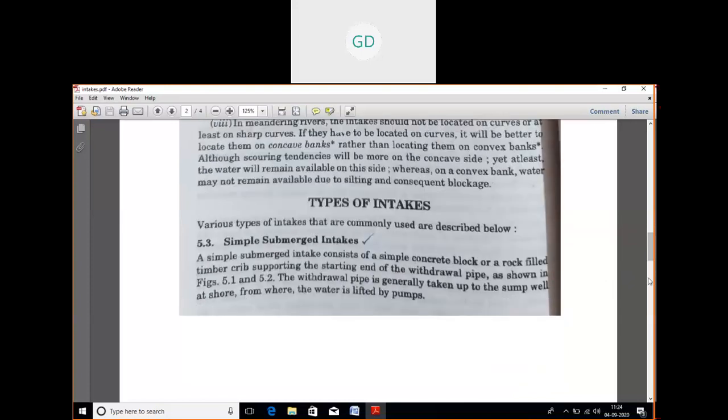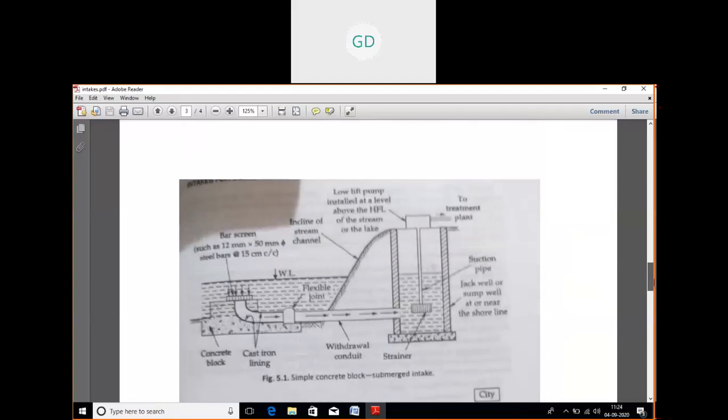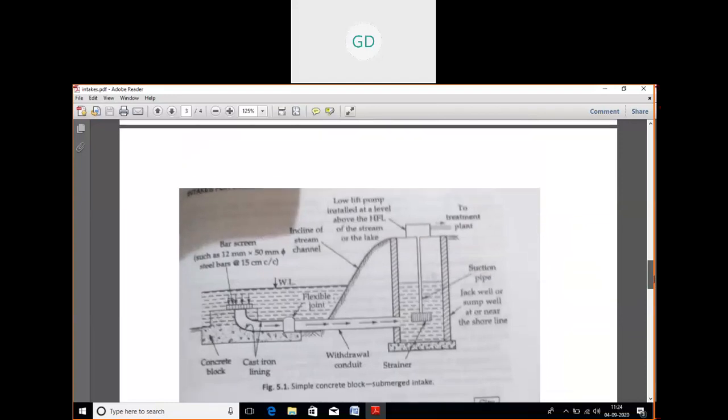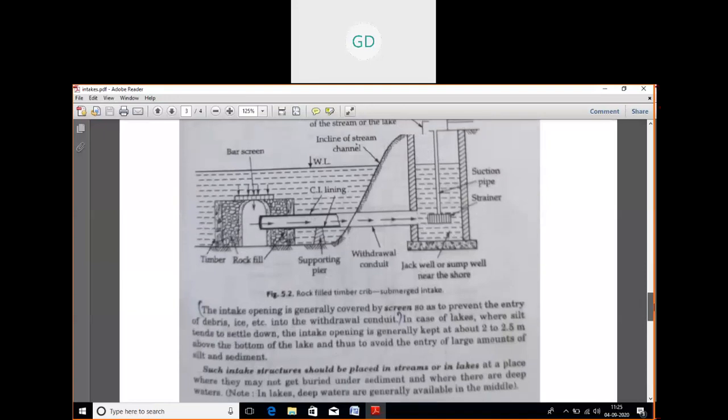Okay, then we have one diagram of your simple submerged intake. There are two diagrams actually, but if you draw the first one, then it is fine. Okay, you draw the first diagram. Okay, and then take this part as a screenshot.